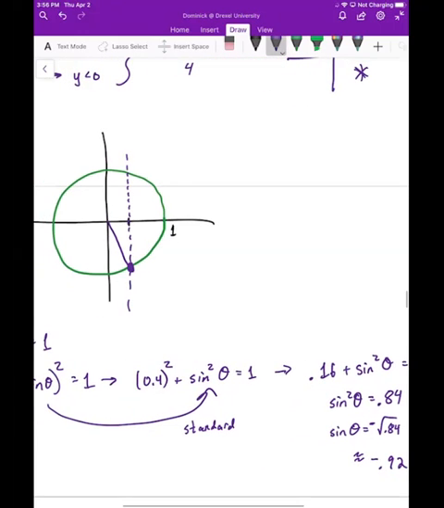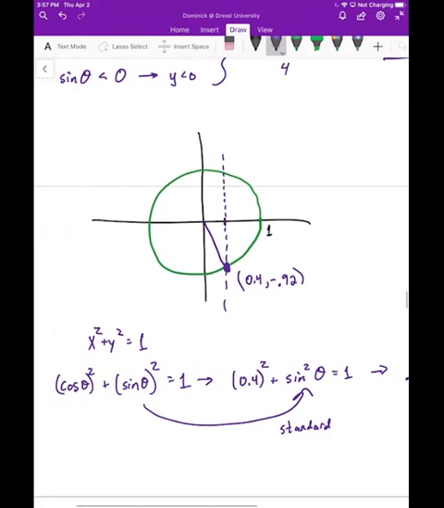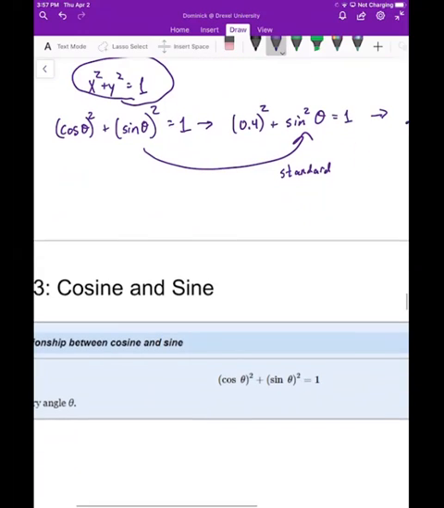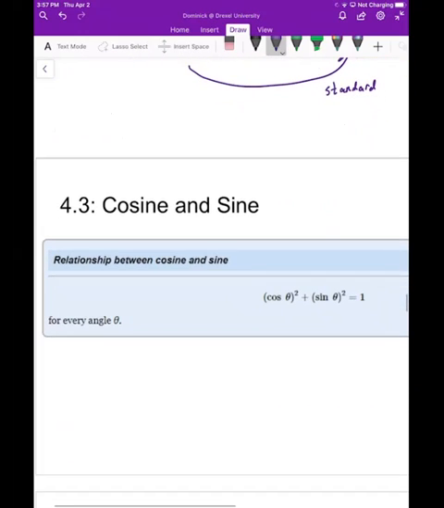And that actually looks pretty good with our drawing here, right? So we could maybe estimate that this is 0.4, negative 0.92. All right, and this was all using the fact that x squared plus y squared is equal to 1. They're just reminding us of that here.